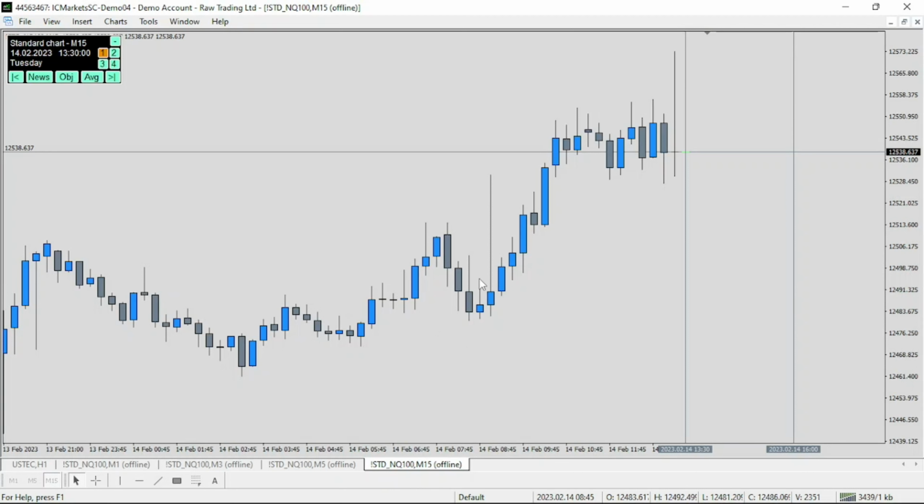Now on the opposite side, to get a swing high, we can see this is a swing high because to the left of this high we have a lower high, and to the right of this high we have another lower high. And also coming here, this is another swing high because to the left we have a lower high, and to the right we have a lower high.